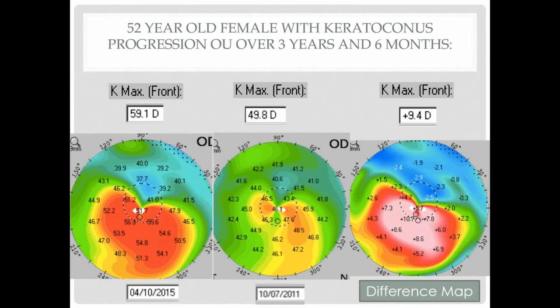Here's a patient, 52-year-old female with keratoconus, and this is progression over 3 years. They went from 49.8 to 59.1, so a 9.4 difference. It was unfortunate the patient did not come back and see me in between. I would have been happy to have recommended cross-linking. We did talk about it back in 2011, but you can see this patient had significant worsening of their disease, and if we would have cross-linked this patient in 2011, the patient would be much, much better.